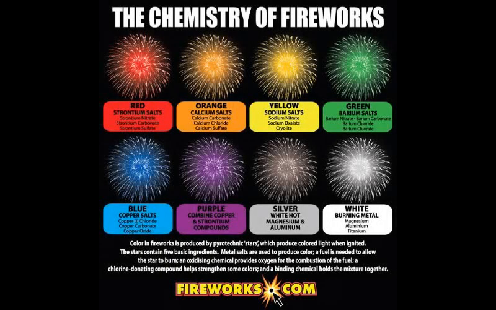Okay, so here's a color chart courtesy of fireworks.com that shows the colors and the chemicals that produce those colors. So for reds, it would be strontium-based salts. For orange, calcium, yellow, sodium, and so forth. So we're actually going to get in first of all and make some red stars.